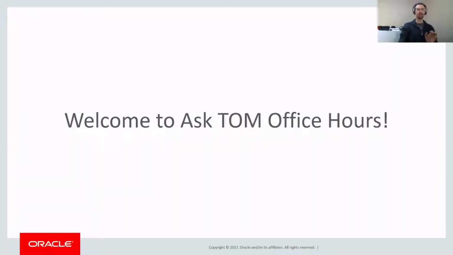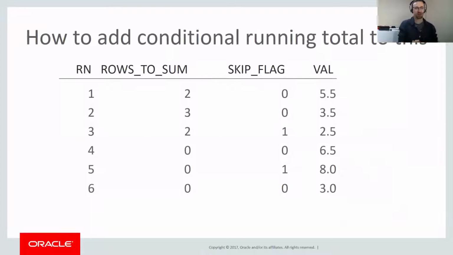So we had a rather interesting question. Someone wanted to add a running total to their data set, but it wasn't just your traditional running total of the previous rows. They had some rather interesting values that they wanted to calculate based on what's there.